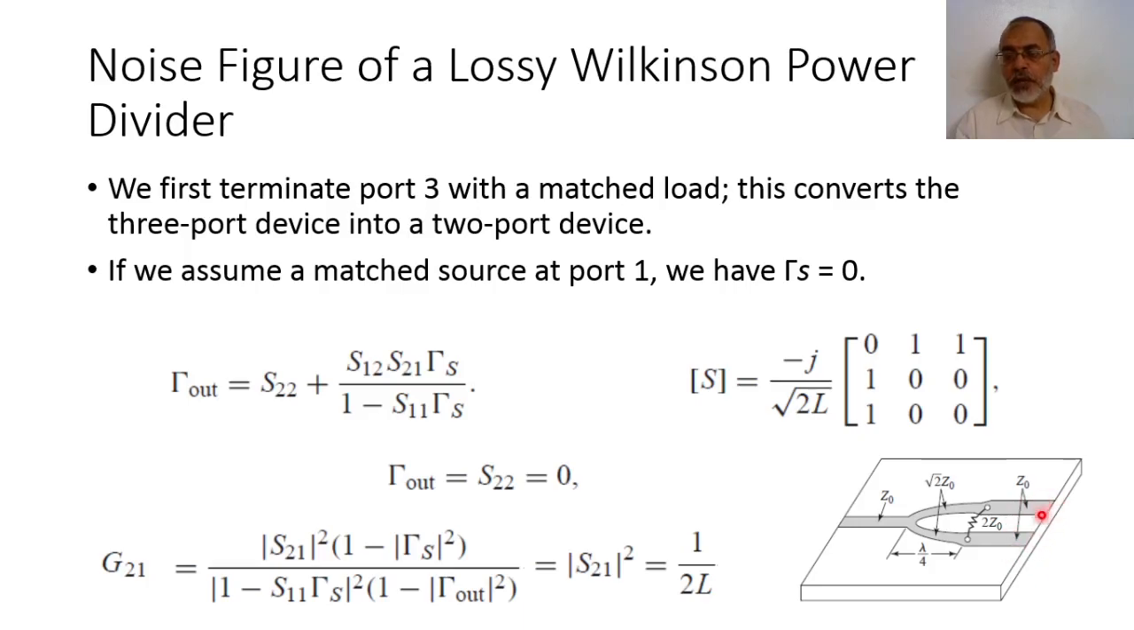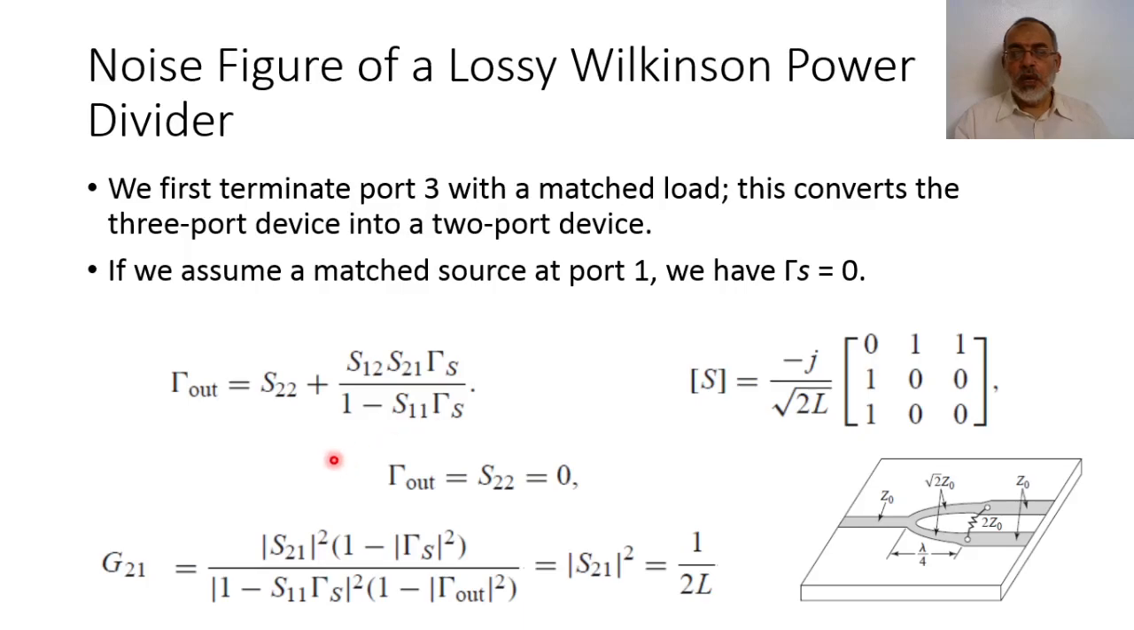So the reflection coefficient at the output port, port 2, will be given by Γout = S22 + S12·S21·Γs / (1 − S11·Γs). Assuming that this Wilkinson power divider is connected to a matched source and a matched load, the value of gamma source is assumed to be 0. And already we know that S11 is 0 and S22 is 0. So S22 is 0 and gamma source is 0, so the reflection at the output, gamma out, would be simply 0.